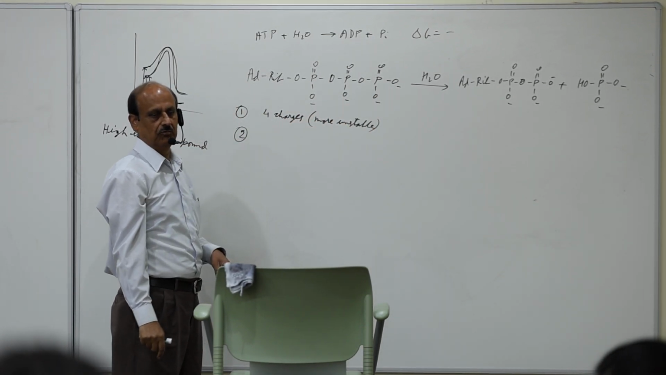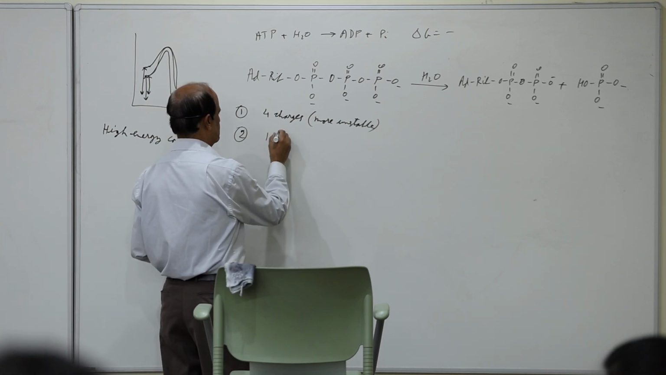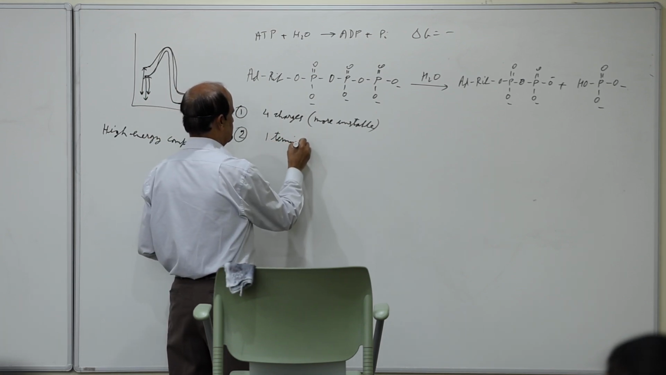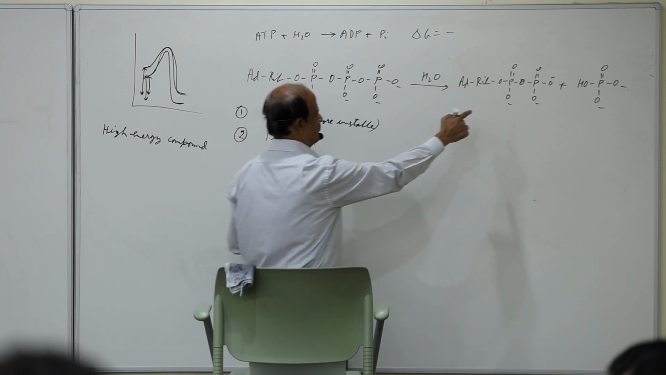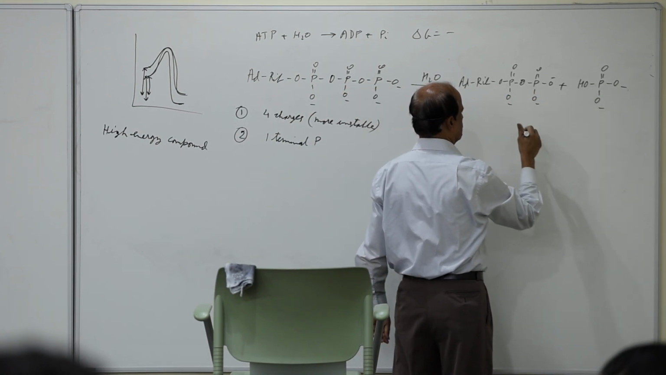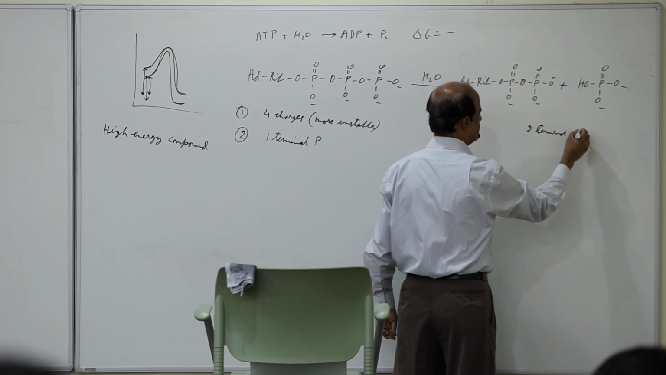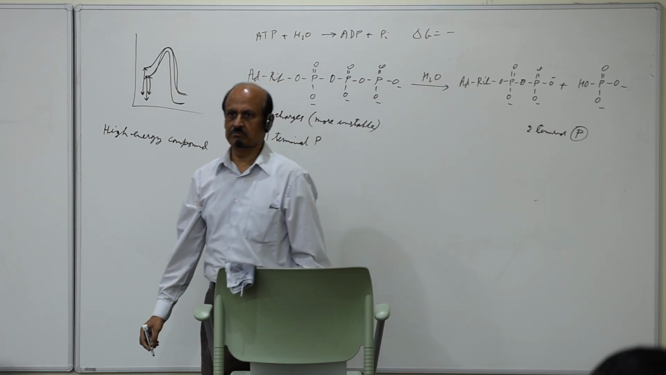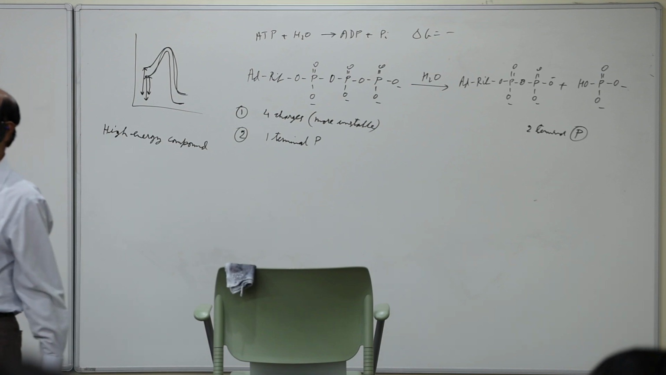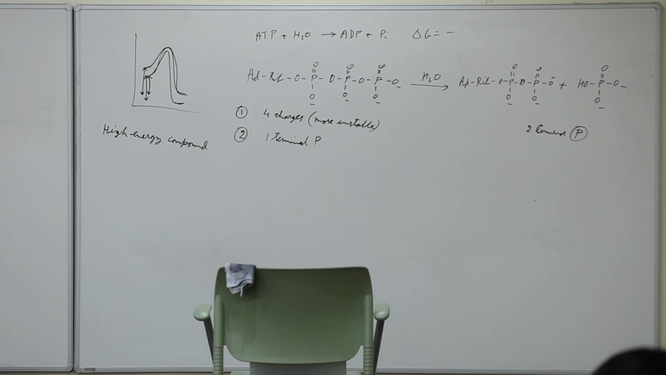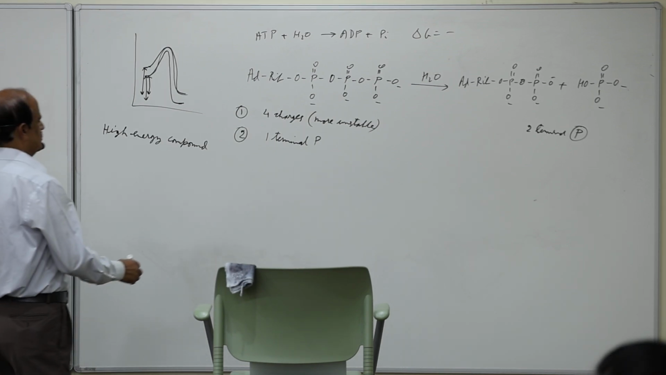There is only 1 terminal phosphate, and this one has 1 and 1, 2. So 2 terminal phosphates. And the more terminal phosphates you have, the more resonance structures there will be, and that makes it more stable. So this is stabilized by resonance.